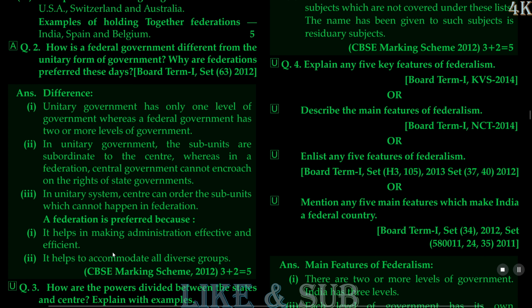Answer, difference. 1. Unitary government has only one level of government, whereas a federal government has 2 or more levels of government. 2. In unitary government, the subunits are subordinate to the center, whereas in a federation, central government cannot encroach on the rights of state governments. 3. In unitary system, center can order the subunits, which cannot happen in federation. A federation is preferred because: 1. It helps in making administration effective and efficient.